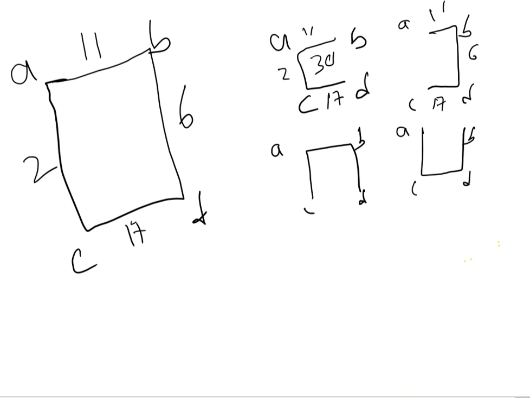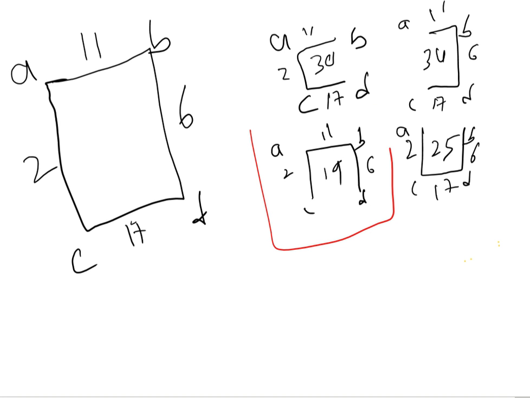17, 34. For this graph 2, 11, 6. How much? 19. For this graph, 25. So which is the minimum cost spanning tree here? The third one. Yes, this is the minimum cost spanning tree.